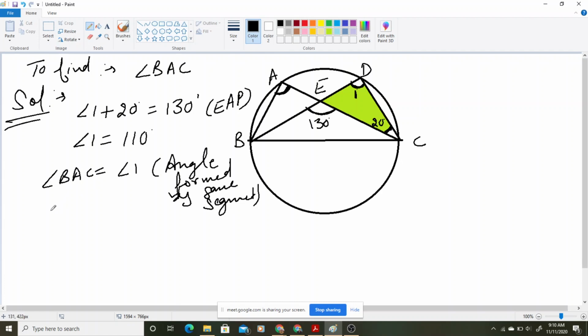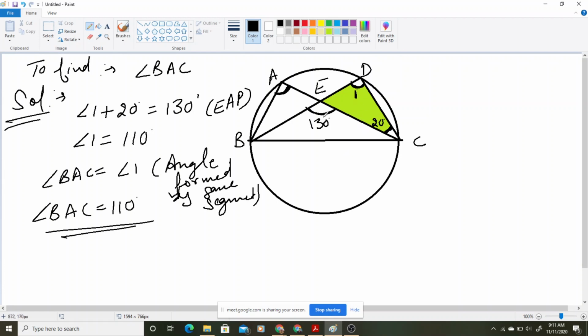So now just see. Angle BAC will also be how much? It will be 110 degrees. So you can see, not that much tough. Just simply you can solve. You have to remember every property. If you are doing circle, it doesn't matter, you don't have to use only the circle property.